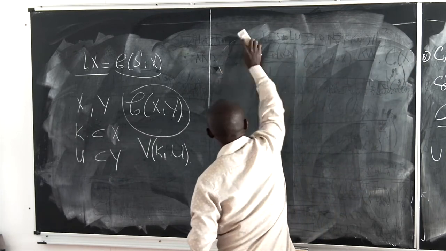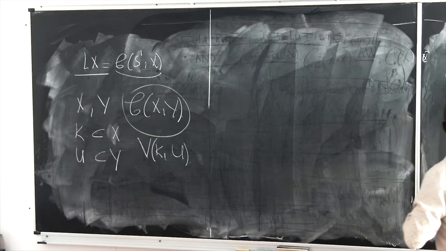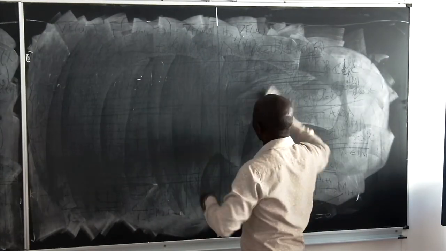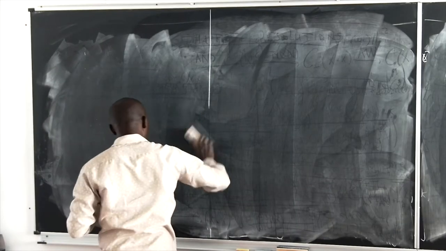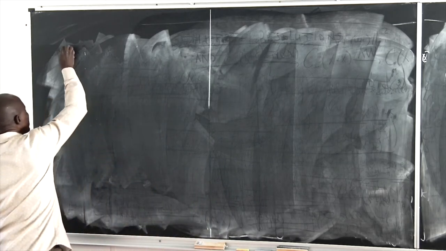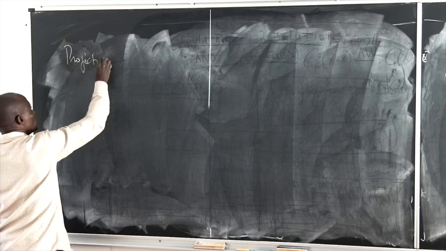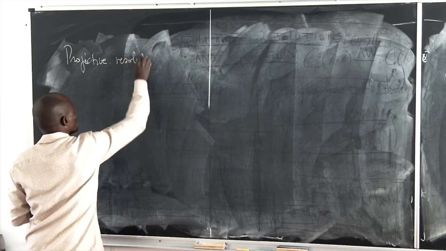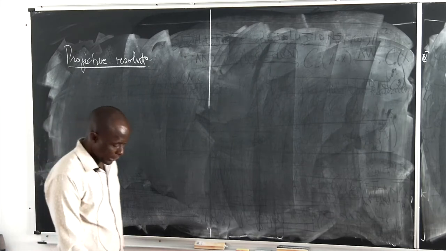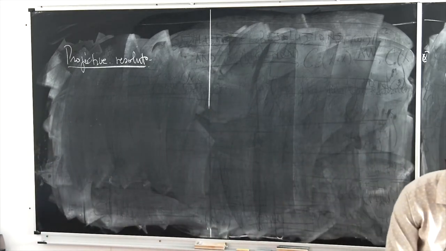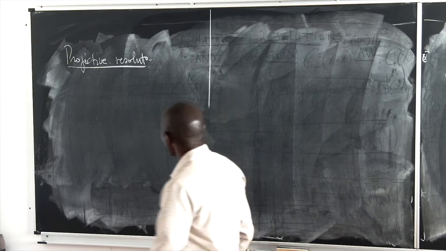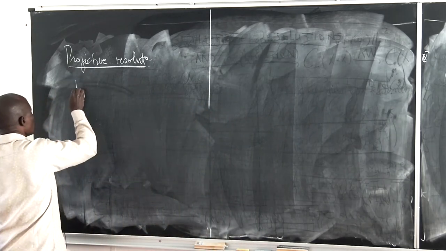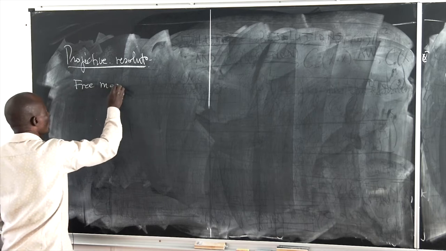Now that we have said something about the algebra structure on the chain complex and cochain complex, and a word on the free loop space, we can move to the projective resolution. Free module.